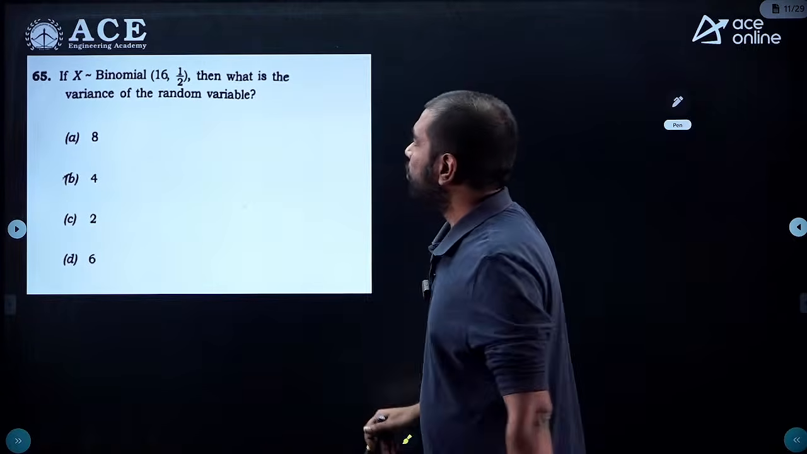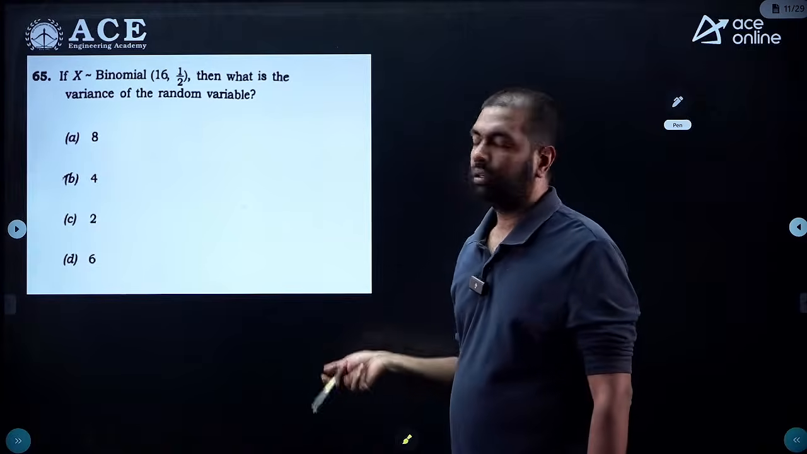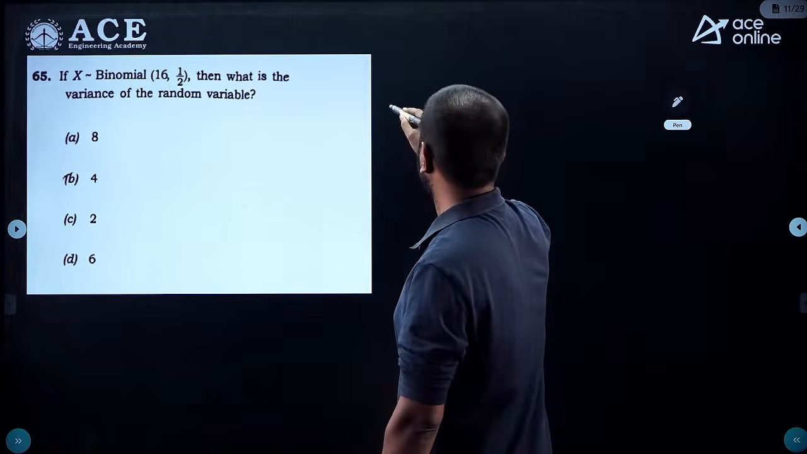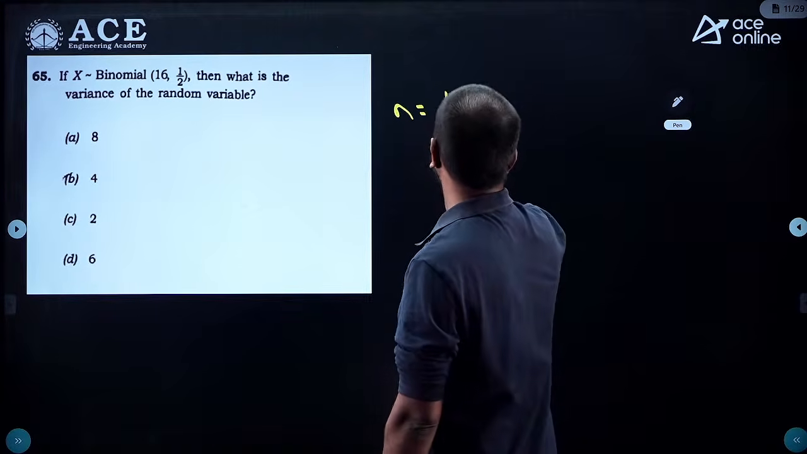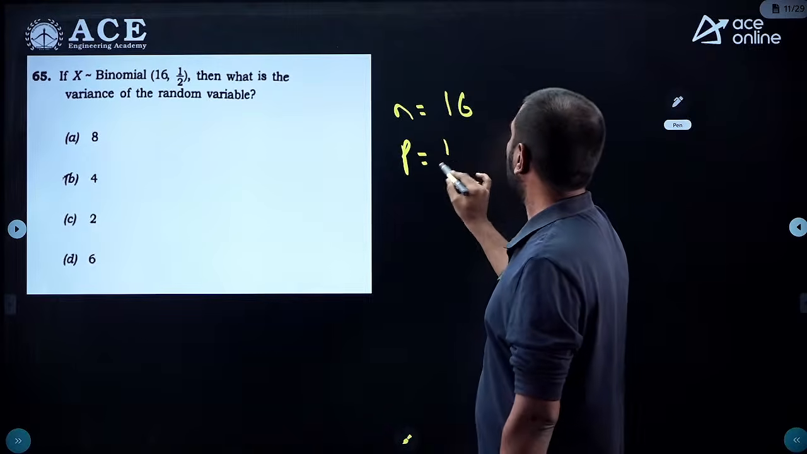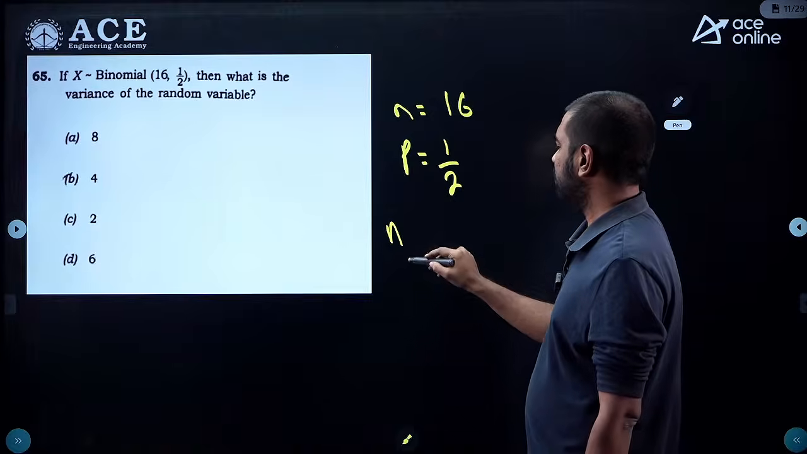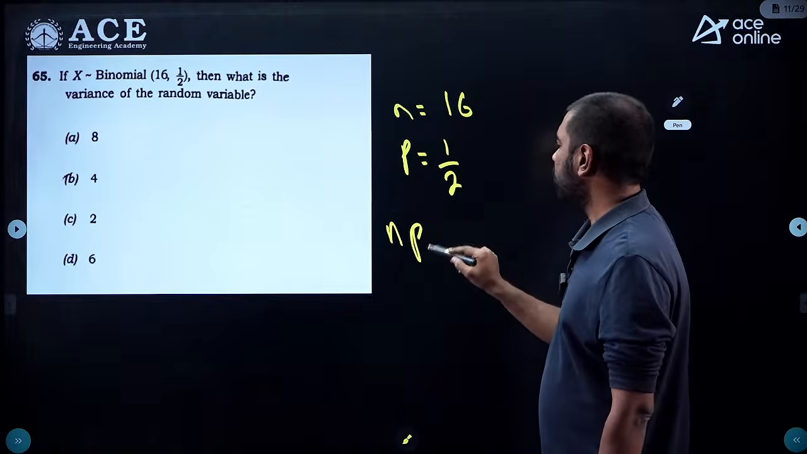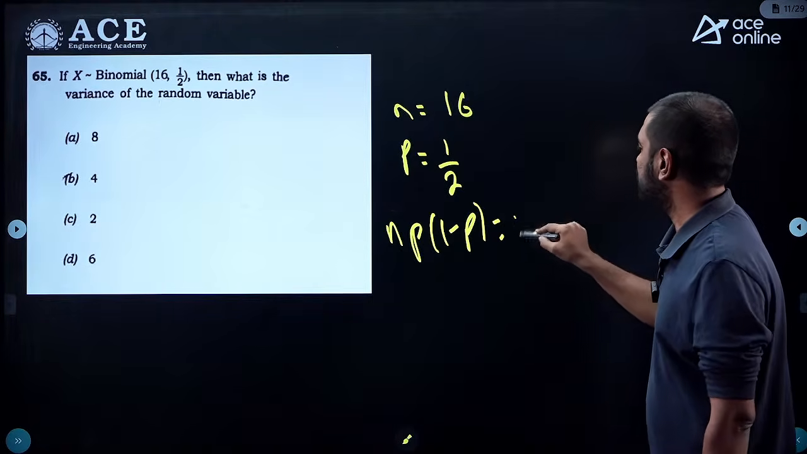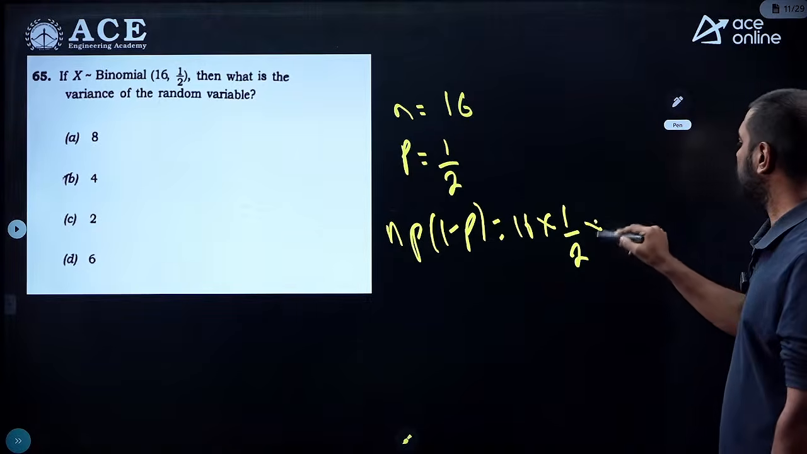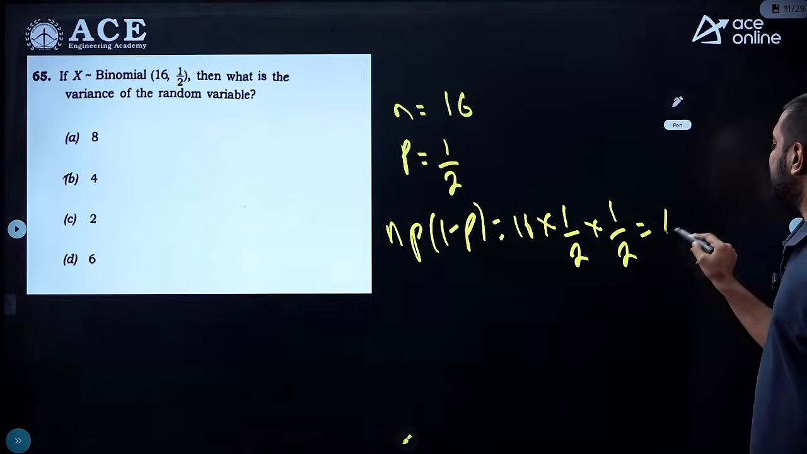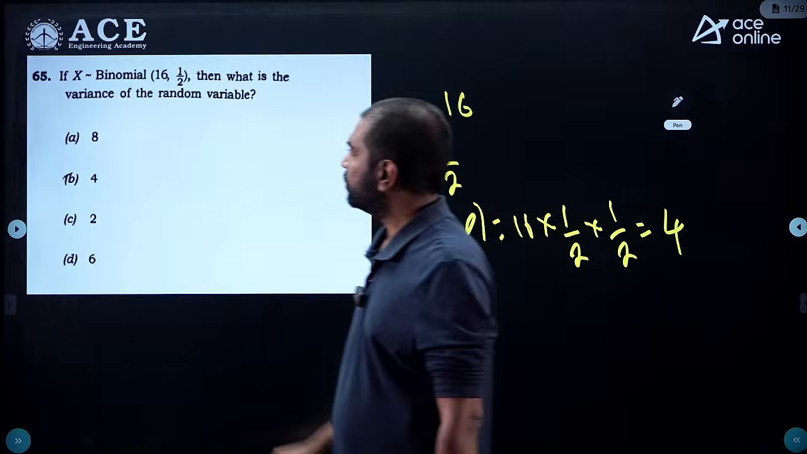So he says x is binomial and the parameters are given, which are 16 and 1 by 2. So parameters means n value is 16 and the p value is 1 by 2. The variance is asked. There can't be any other easy question than this. The variance is given by the formula np into 1 minus p, it is 16 into 1 by 2 into 1 by 2. So this cancels and the variance that you get is 4.